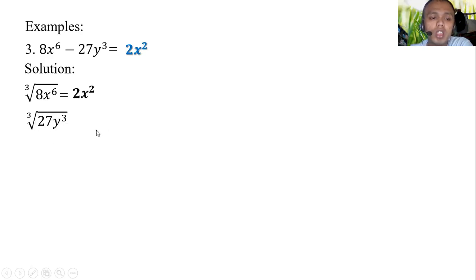Now, cube root of 27y cubed. Again, for 27, that is 3. And then the cube root of y cubed is y. So we have 3y here. Then, what is the sign? Minus here, we copy it.